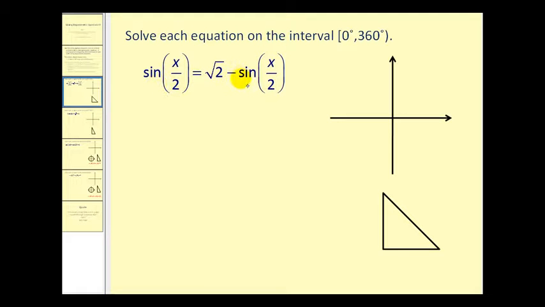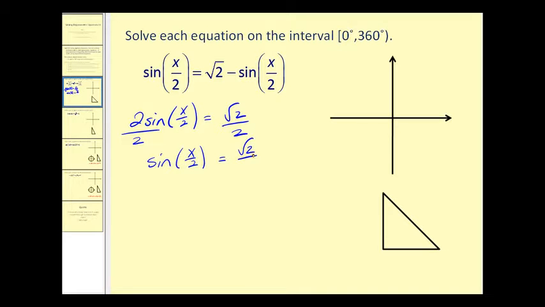Let's add sine x over 2 to both sides of the equation. That would give us 2 sine of x divided by 2 equals square root 2. We'll divide both sides by 2. We have sine of x divided by 2 equals square root 2 over 2. This looks just like other types of equations that we solved, except now we have a half angle.